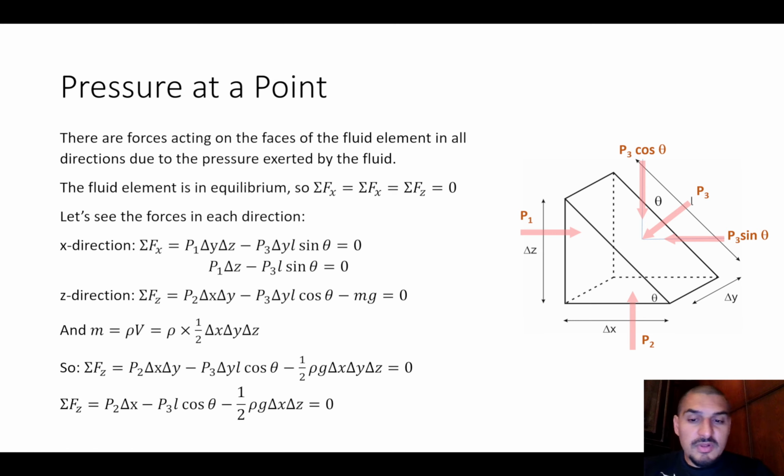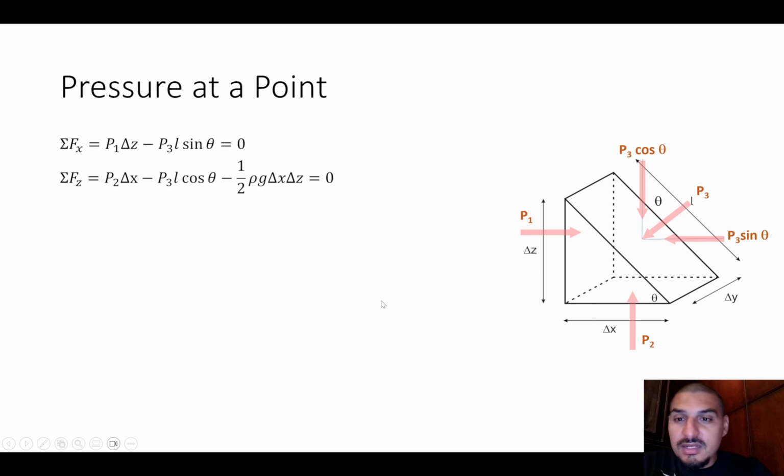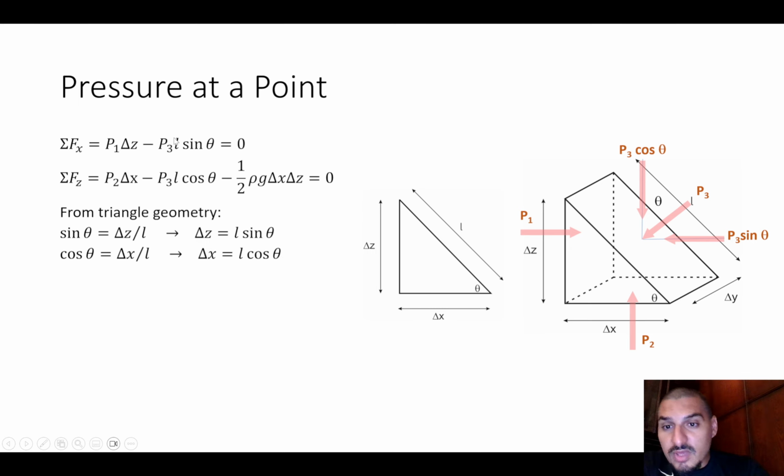Now we want to simplify the equations more. We know that these are the two equations that we have, and we can get a relation between L, delta x, and delta z through the angle theta. From the geometry, we know that sine theta is delta z over L, so delta z is L times sine theta, and cosine theta is delta x over L, so delta x is L cosine theta. We have here L sine theta and here L cosine theta, so we can replace this by delta z and this by delta x.